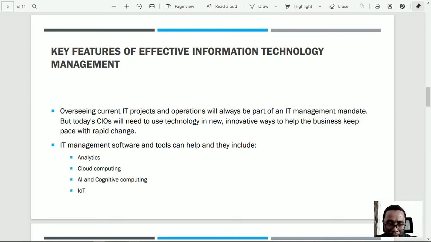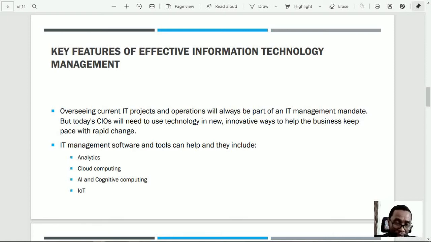IT management software and tools can help, and they include analytics, cloud computing, AI and cognitive computing, and IoT. Generally, what we're trying to say is that nowadays technology has advanced so much. We have so much data, and we need the power of technology to analyze this information and help us make decisions. That's why we need analytics. Business intelligence is there, and data management is there. Out of these, we get lots of insight, and we perform better. So these tools are key because of the current situation.